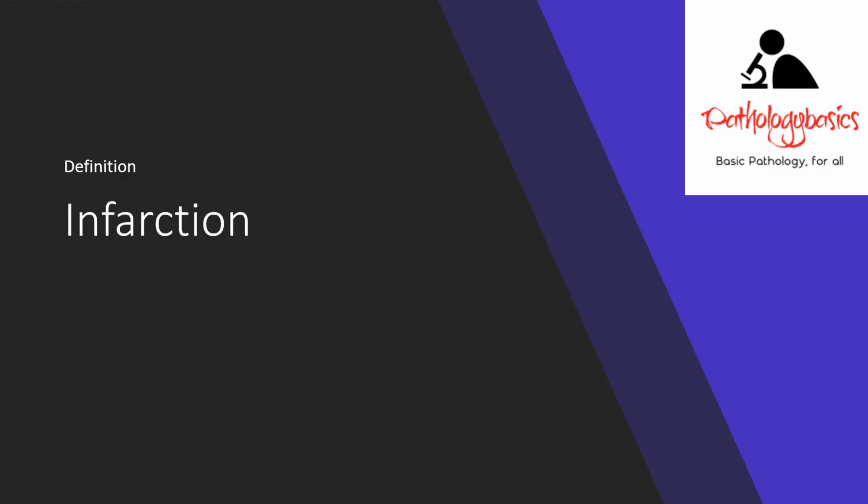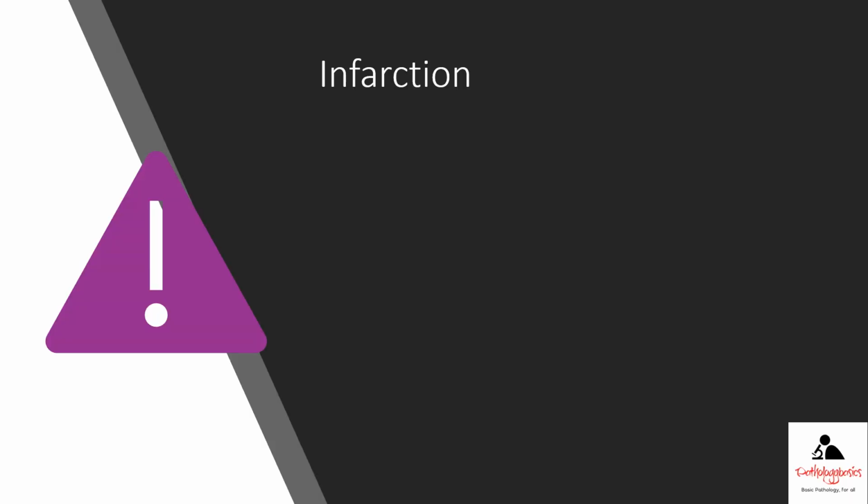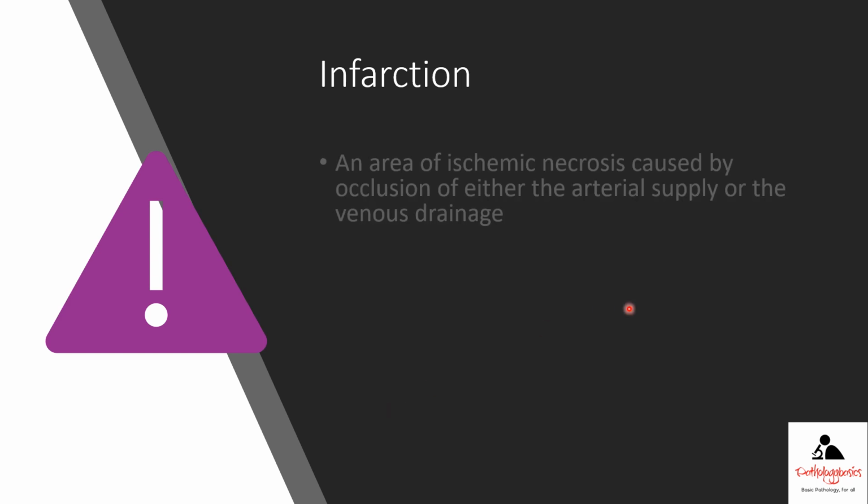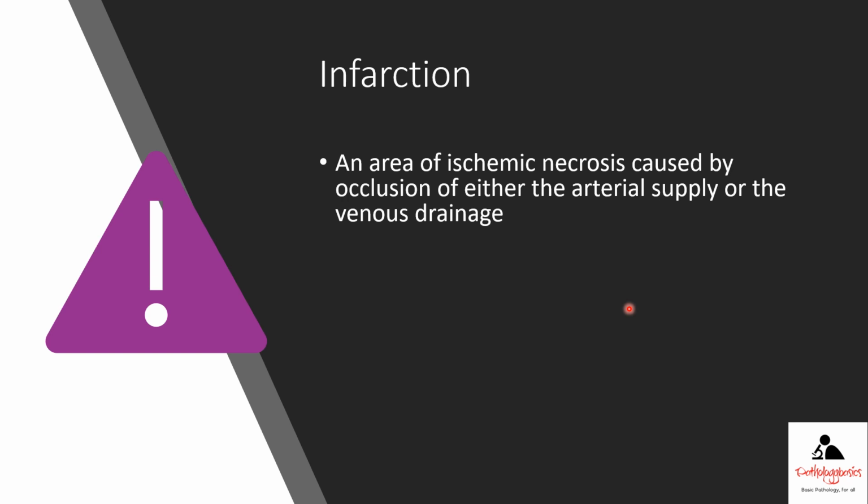Let's see the definition of infarction first. So infarction is basically an area of ischemic necrosis. The cause of ischemic necrosis is occlusion of an arterial supply or of venous drainage. So either the arterial supply to a particular tissue or area of an organ is lost, as a result of which the tissue distal to the block undergoes ischemia and ischemic necrosis.